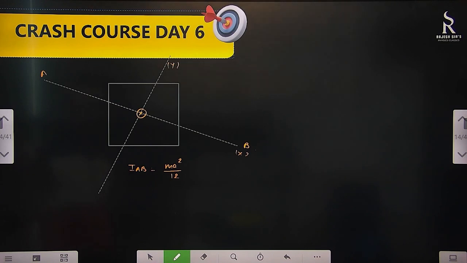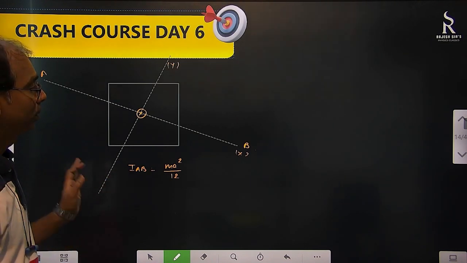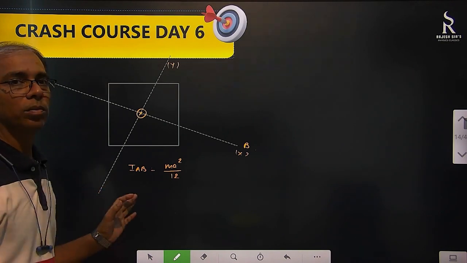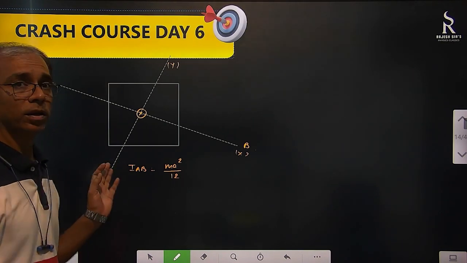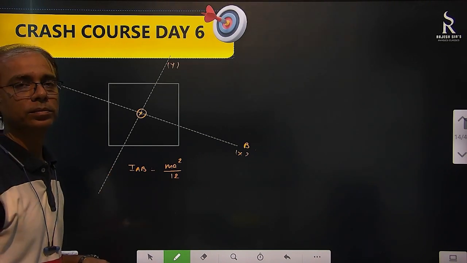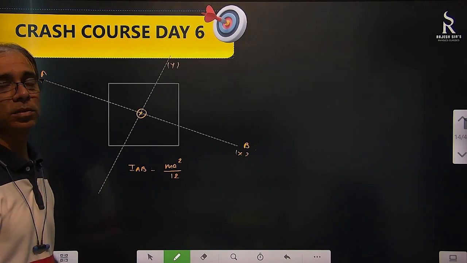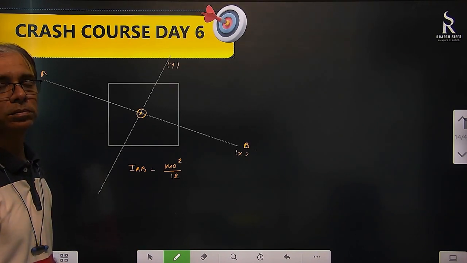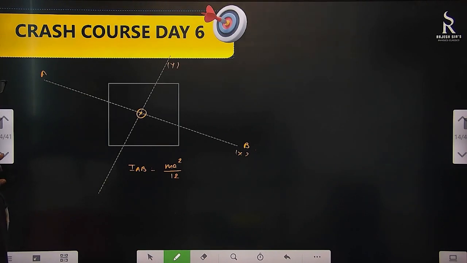So this way we have to use the parallel axis theorem and perpendicular axis theorem to find the moment of inertia of many things. Many questions are framed and asked directly in the exam. So we should be able to use these parallel axis and perpendicular axis theorems. Right, let's move ahead then.